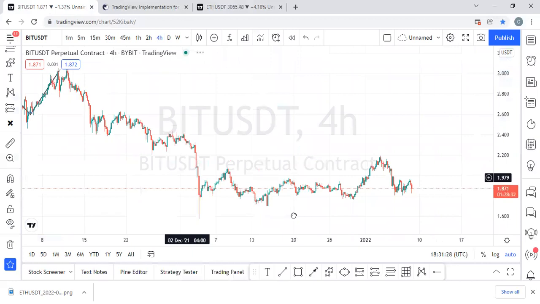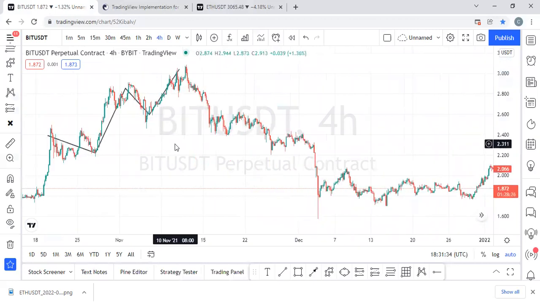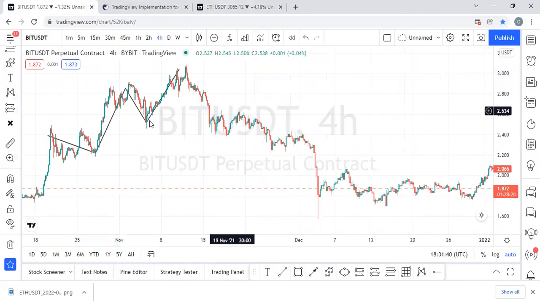So you can see that there was a break of structure on Bitcoin, right? So that break of structure when the market came below our last higher low. You can see this clearly on the 4-hour time frame. And as you can see, after breaking structure, the market keeps some kind of retest, right?